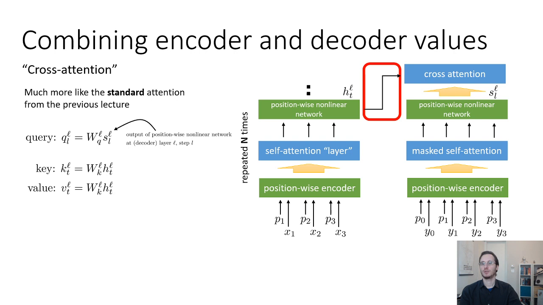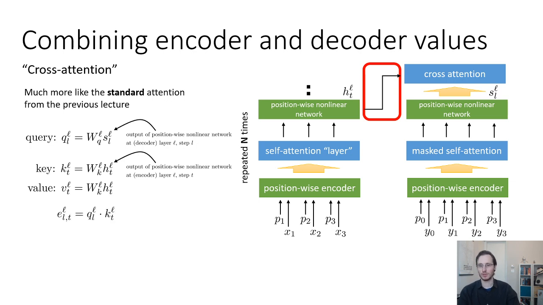The key is constructed in the encoder, so K_t^ℓ is obtained by applying some linear transformation W_K^ℓ to the hidden state h_t^ℓ. And the value, v_t^ℓ, is obtained by applying a linear function, W_V^ℓ, sorry, there's a little typo, it should be W_V^ℓ, times h_t^ℓ. So h_t^ℓ here is the output of the position-wise nonlinear network at encoder layer ℓ at step t. Okay? So far this is exactly the same as a standard attention that we saw before with seq-to-seq models.